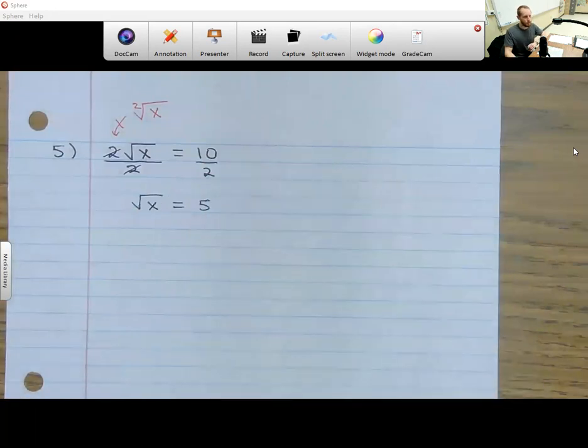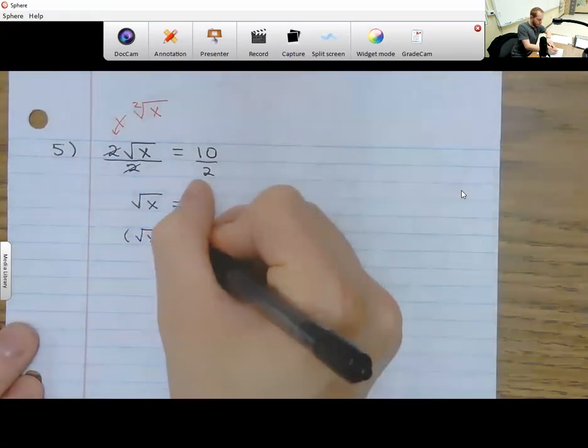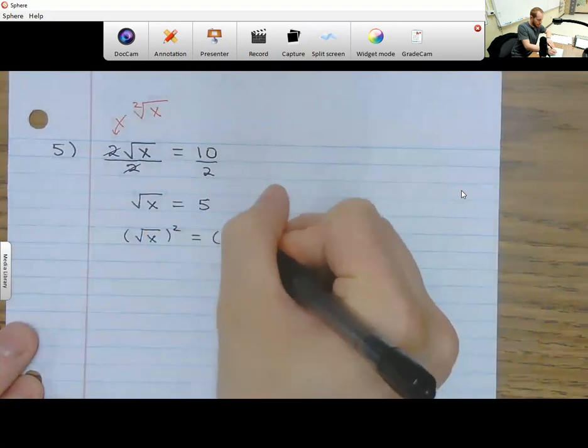Square root of x is equal to 5. Okay. So that's how I get rid of a 2 if it's multiplying. I divide both sides by 2. So now I square both sides. I get the square root of x, I square that. And I put the 5 in parentheses and I square that too.